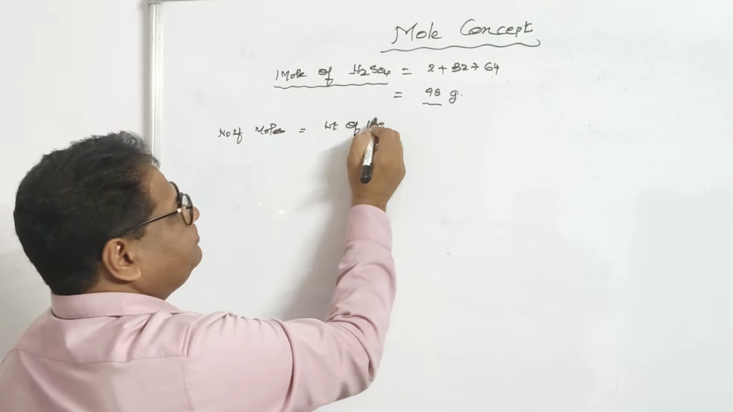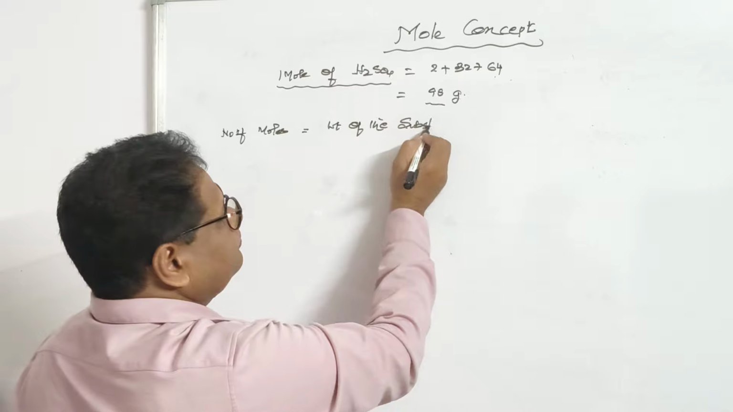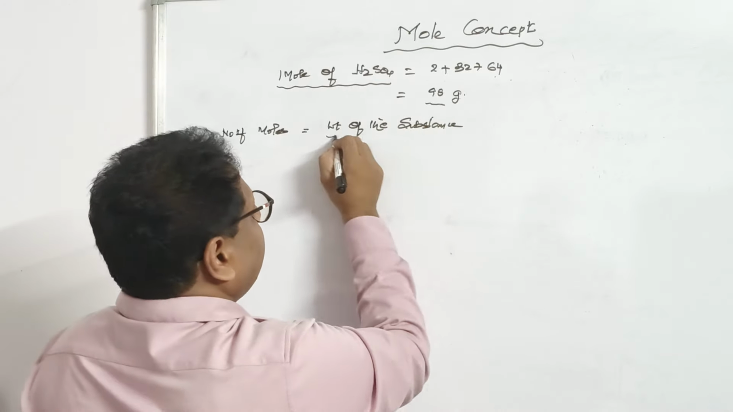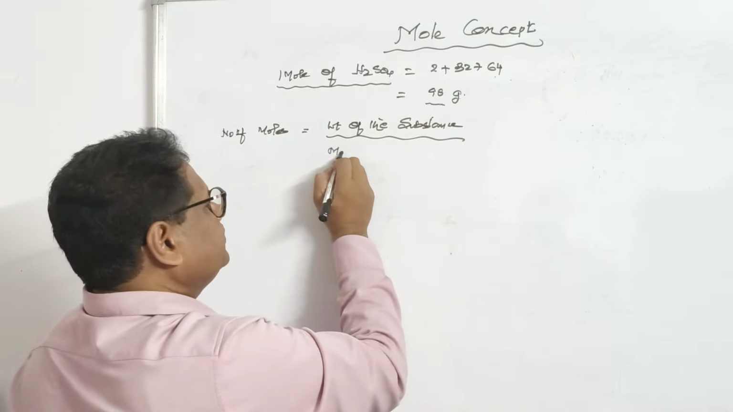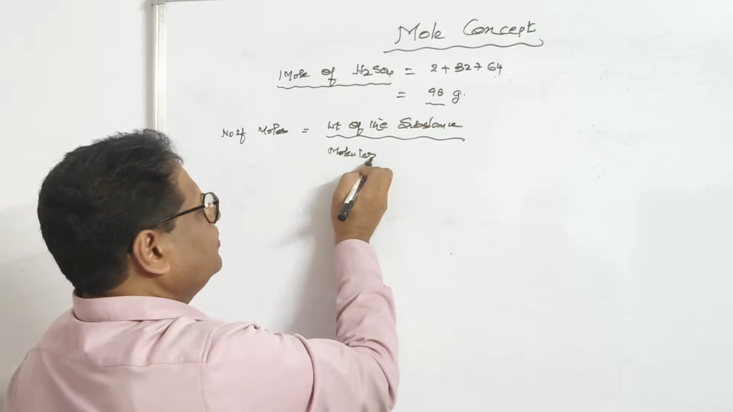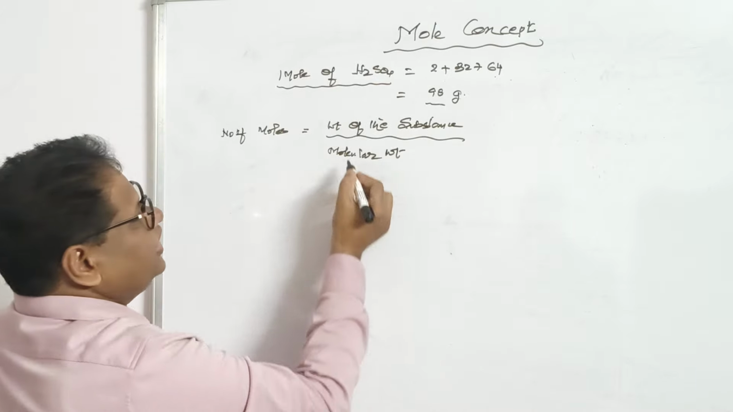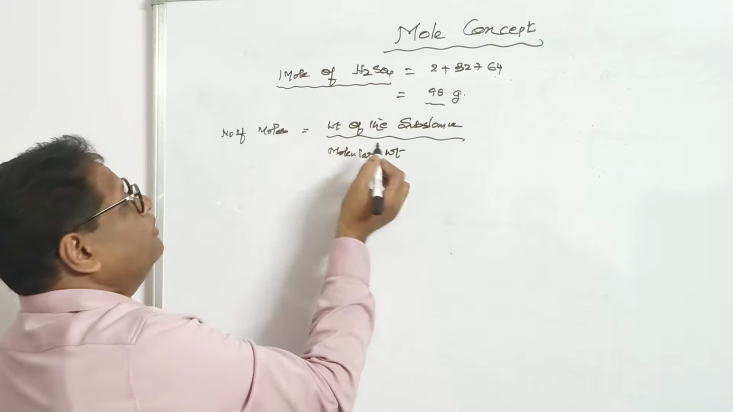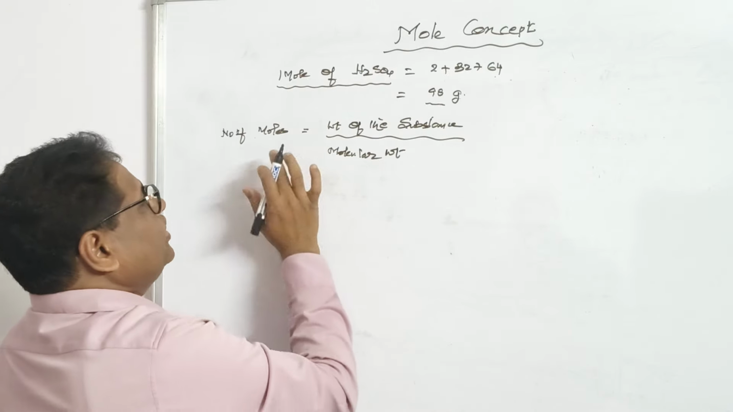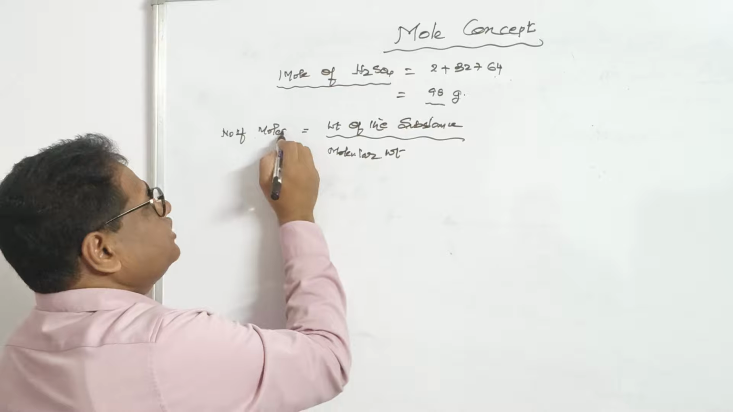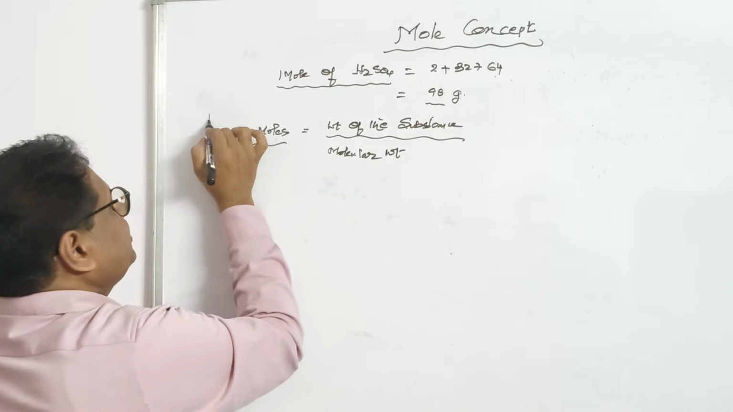Now if you want to find the number of moles in a substance, you divide the weight of the substance by its molecular weight. Similarly, if you want to find the weight of the substance, multiply the number of moles with the molecular weight. So this is the expression for number of moles first.